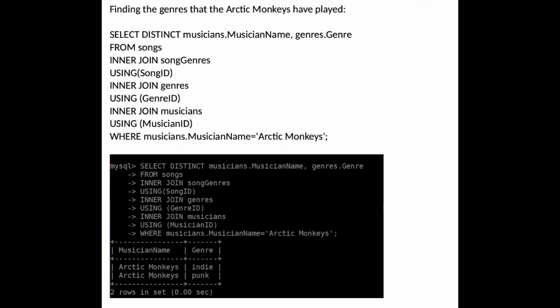This query looks fairly long as it uses 3 inner joins, but it's actually quite simple. Essentially, songs and genres are joined together through the bridge table song genres. The resulting table is then narrowed down through the where condition. In this case, it specifies that the musician's name has to be Arctic Monkeys. So that we don't have to see repeated values, I've used select distinct in this statement.